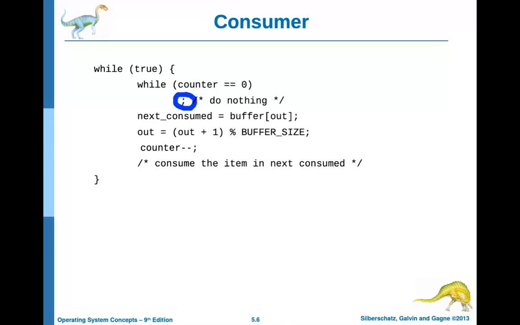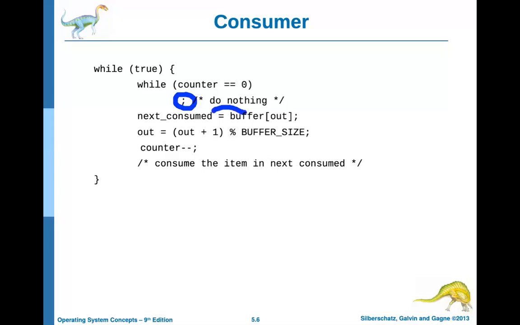Okay. So if the value of counter is equal to 0, that means the producer has not produced anything. So it has to do nothing there till the value of counter is greater than 0. Otherwise, yes, there are items available. So now take the item from the buffer.